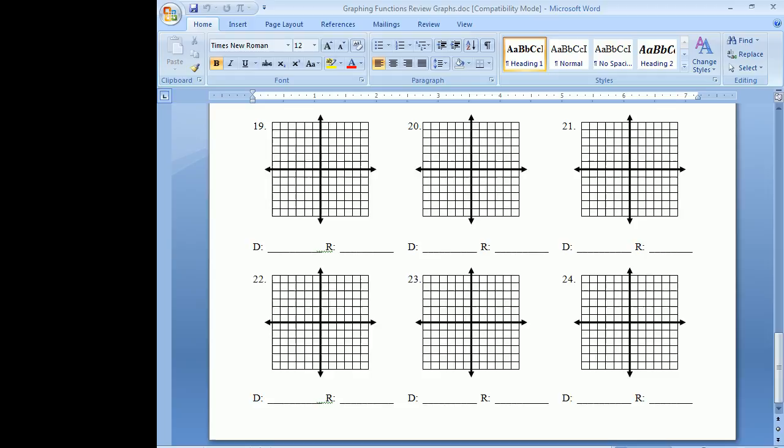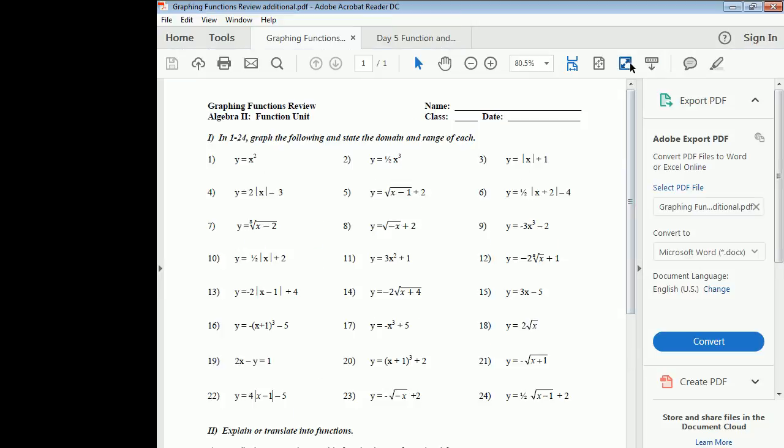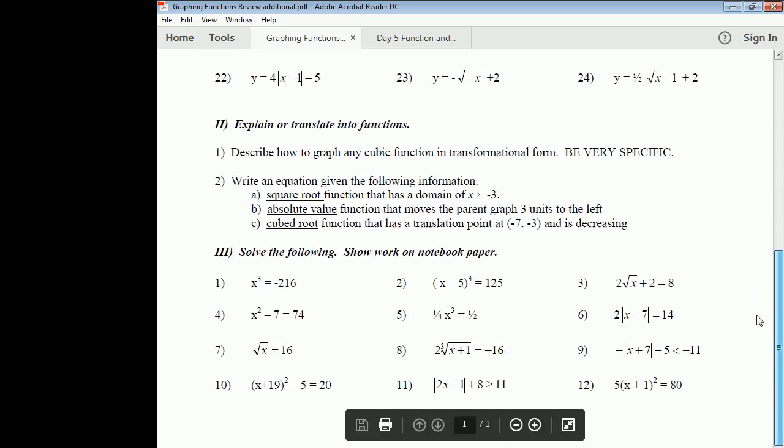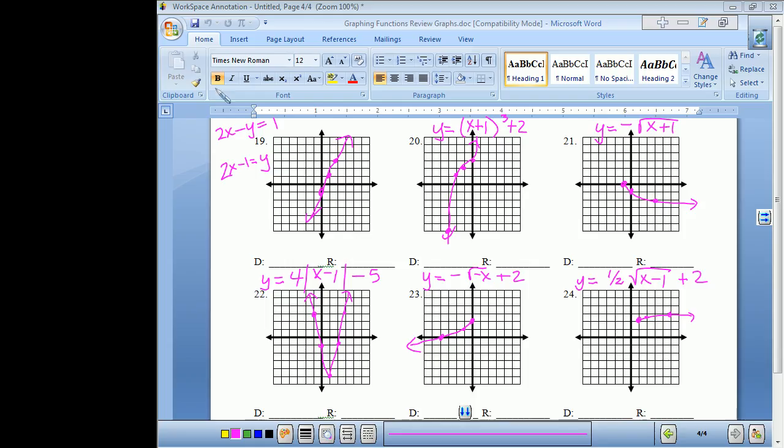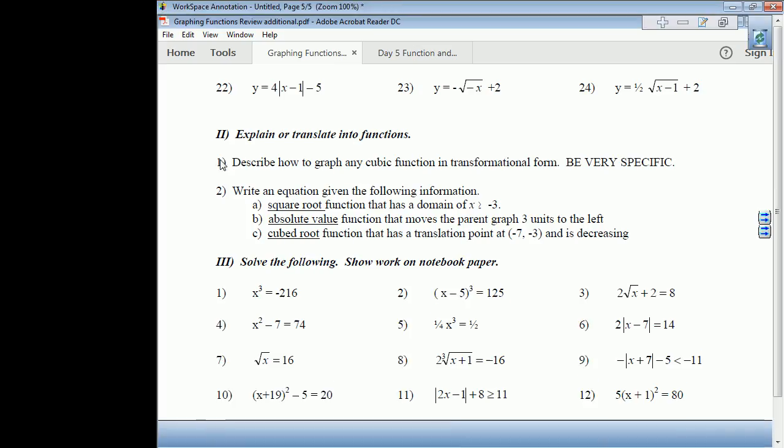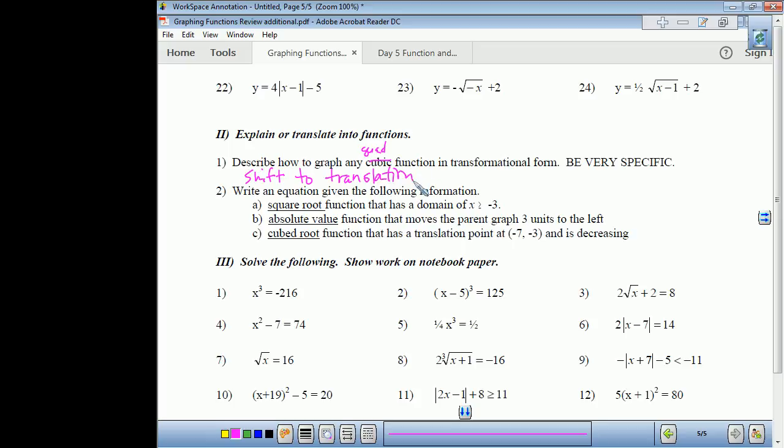All right, now we're going to look at those questions that were in the middle of this section. I'll scroll down and we'll work on these. What I was looking for in number 1 is really just words. How would you, and I think yours says quadratic instead of cubic, so we'll change that to quadratic. What you would do is shift to the translation point and apply your moves. That's what we're going to do for any function in transformational form. We'll shift to the translation point and apply the moves.